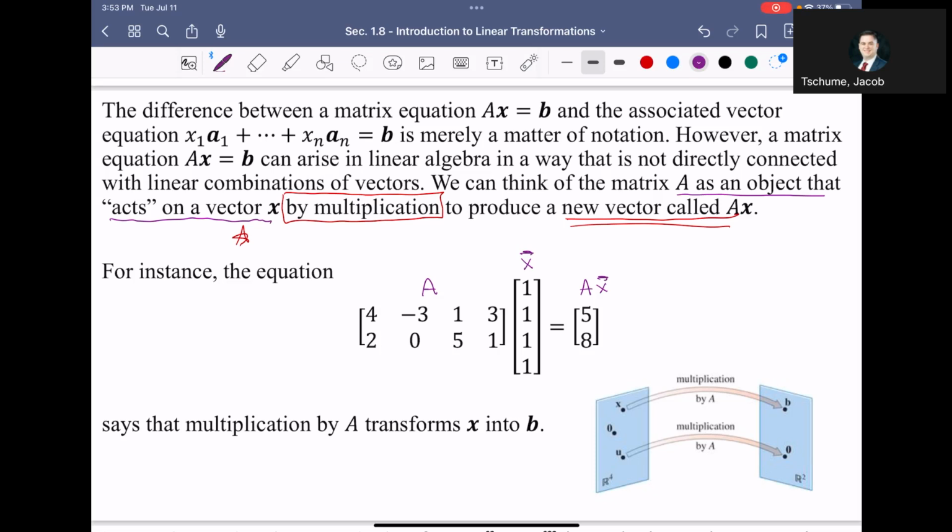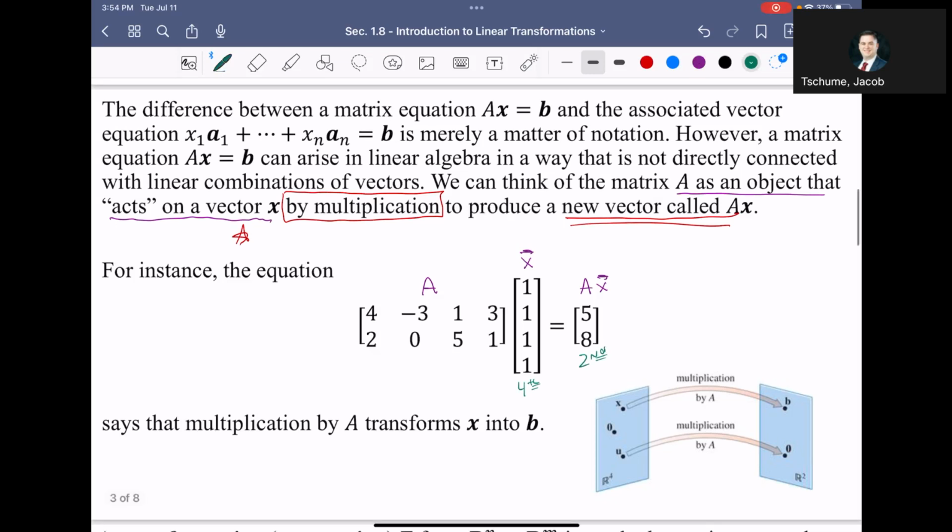So the idea that we're starting to look at is one way that, and I'll say transformations for right now, are used: you are turning a fourth dimensional vector X, that's the original one, and by acting a matrix A on it, you are changing it into a second dimensional vector instead. So this transformation idea is a way to move a vector from one dimension into another by some kind of action that we're calling multiplication right now.